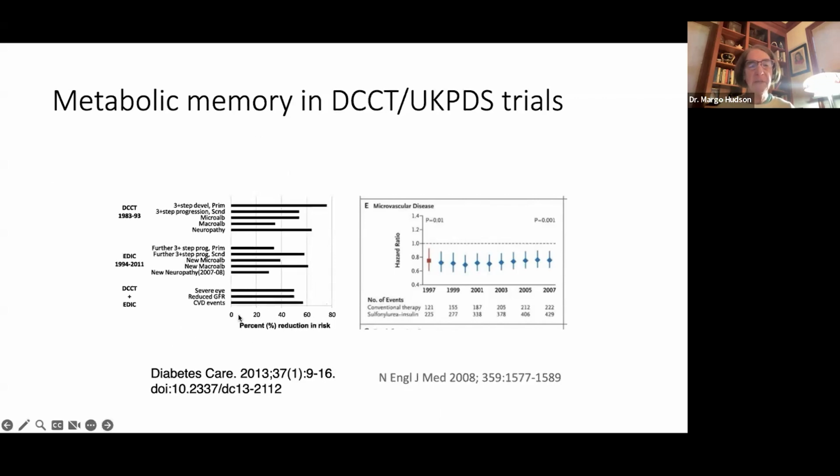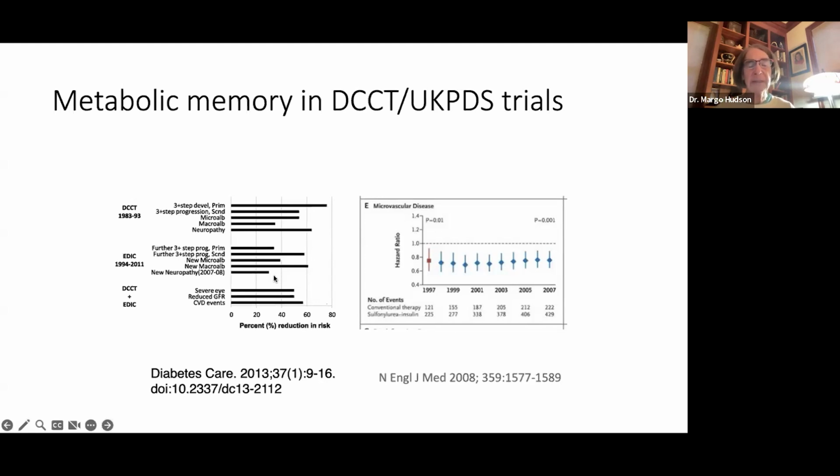Here you can see for the different complications, the risk reduction. So obviously 80% risk reduction would be almost eliminating it entirely. These are the results from the first 10 years when the study was active. At that time, there were two groups, one with good control, one with poor control. And the good control group, as I showed you, had improved outcomes.